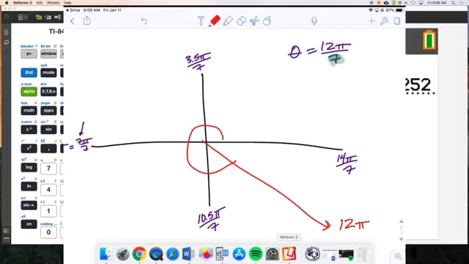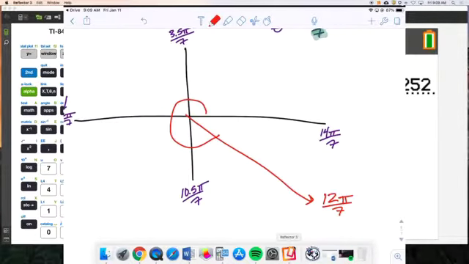Go ahead and write 12 pi sevenths at the end of your terminal ray. That's fine. And now the reference angle is right here. And look how easy it is. How far do I need to go from 12 pi sevenths to get to the x-axis, which is 14 pi sevenths? 2 pi sevenths. There you go. The reference angle is 2 pi sevenths. And we did that all without a calculator.